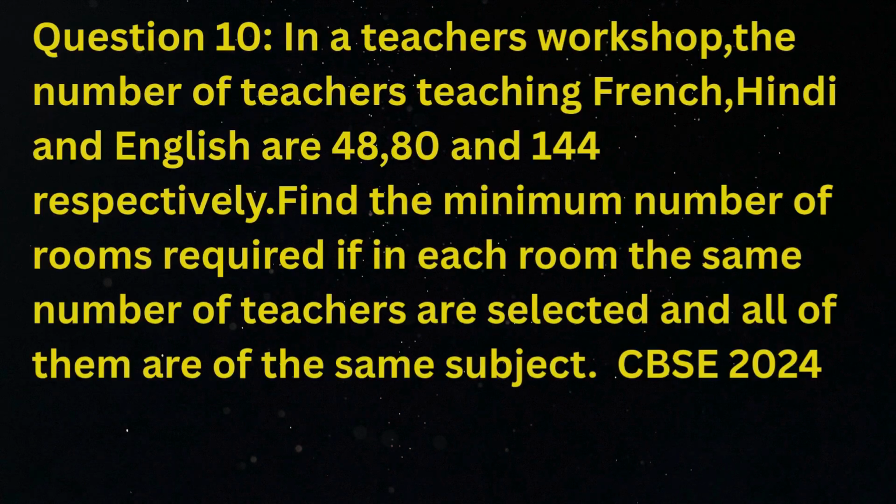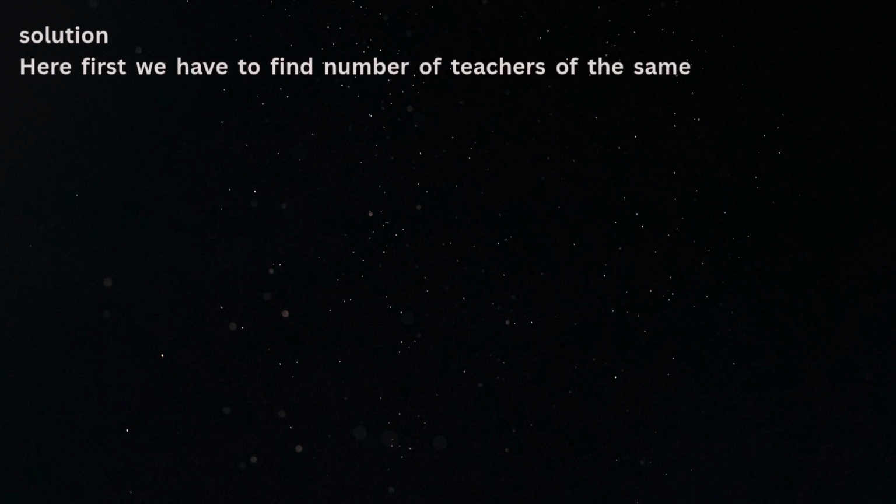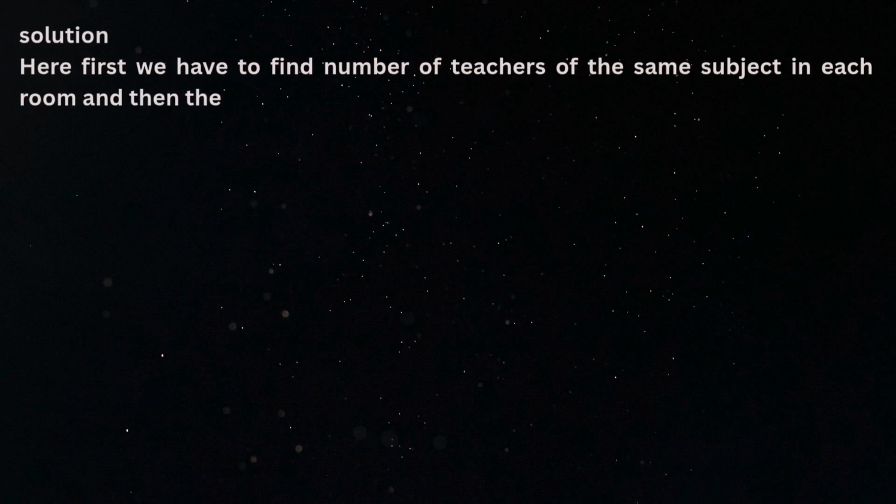Question 10. In a teacher's workshop, the number of teachers teaching French, Hindi, and English are 48, 80 and 144 respectively. Find the minimum number of rooms required if in each room the same number of teachers are selected and all of them are of the same subject. Here first we have to find the number of teachers of the same subject in each room and then the number of rooms. The number of teachers of the same subject will be the HCF of 48, 80, and 144.